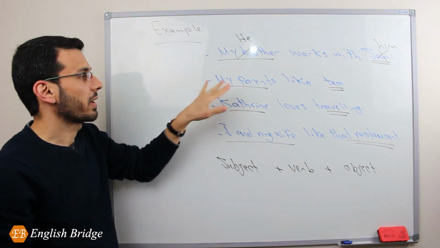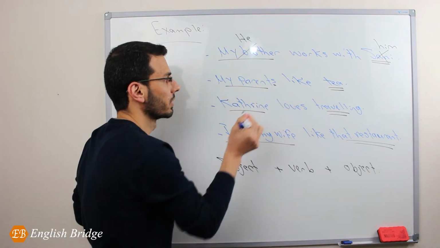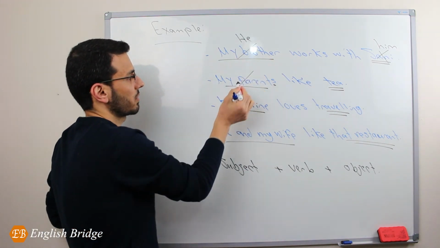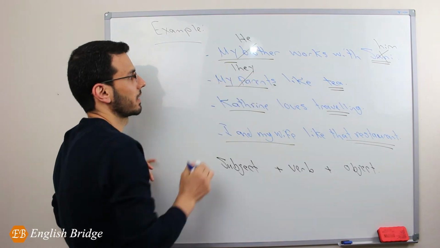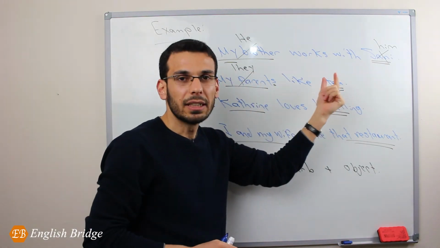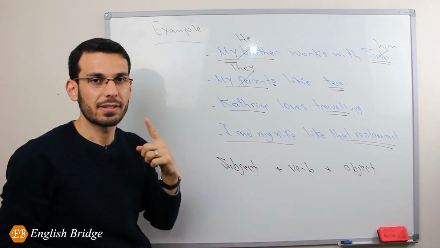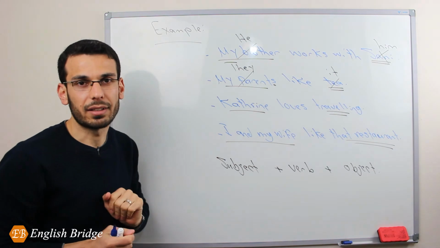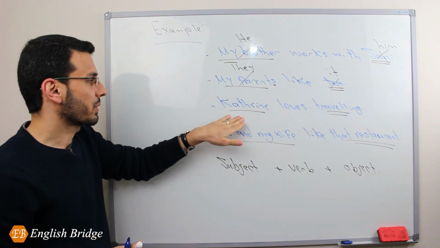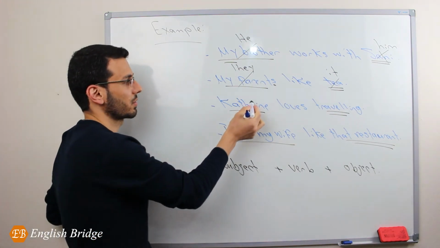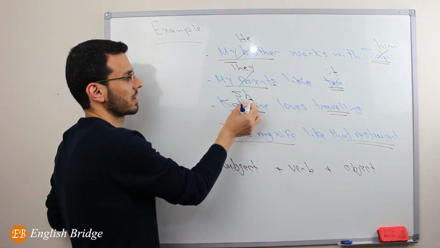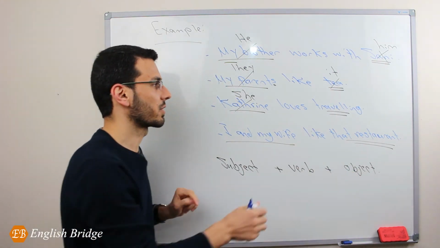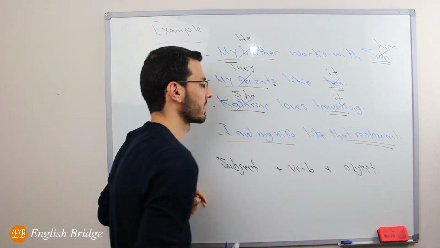The second example, my parents. My parents is plural. All right, plural, a man and a woman. So instead of that we can say they like tea. Tea is a singular thing, right? And we said for a singular thing, instead we can say it. All right. Catherine is a girl, singular, and it's the subject, so we say she. She loves traveling. Traveling is the object, and it's singular again, so we say it.